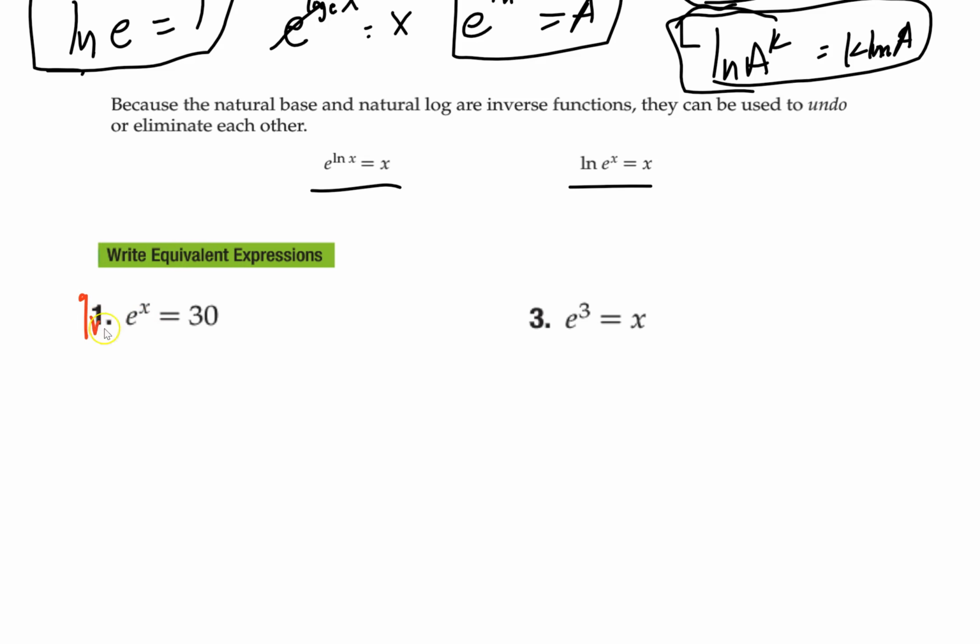Let's take the natural log of both sides. On this side, I have natural log of 30. On this side, the ln and the e reduce. You just get x. Same thing here. I'm not trying to solve it. I just want to rewrite it. So let's get rid of that e again, right? We're taking the natural log of both sides. These will reduce, you get 3 natural log of x. Again, wasn't trying to solve for x, it was already solved. Just trying to rewrite it.